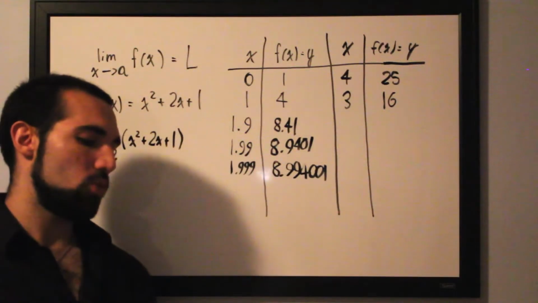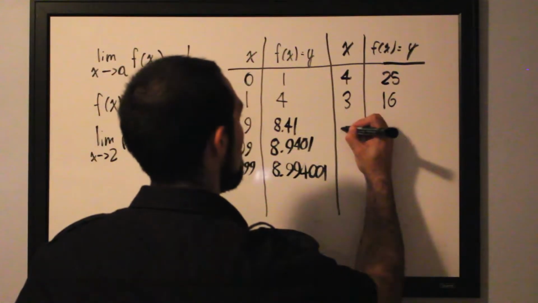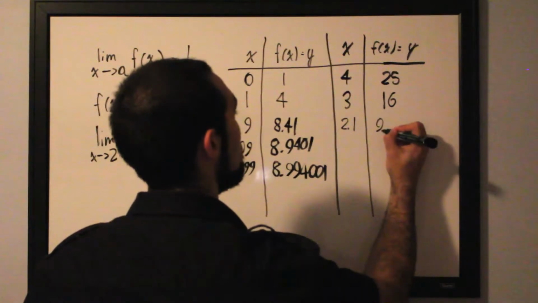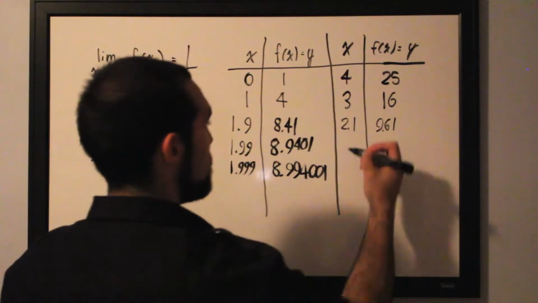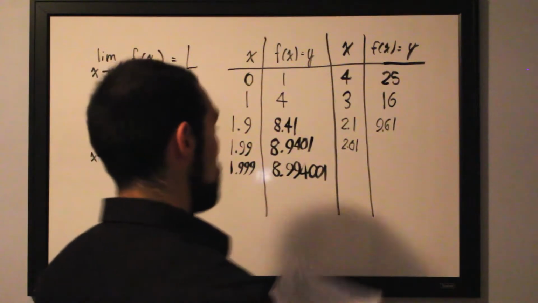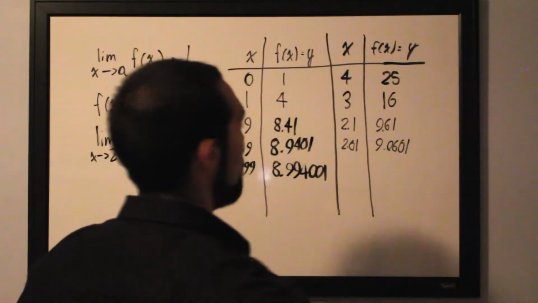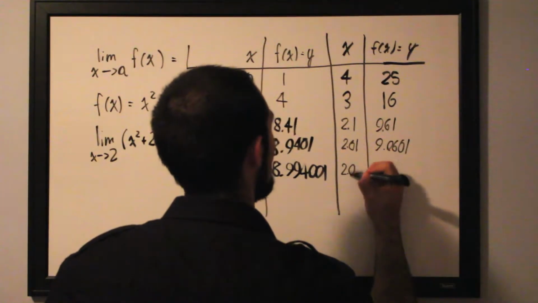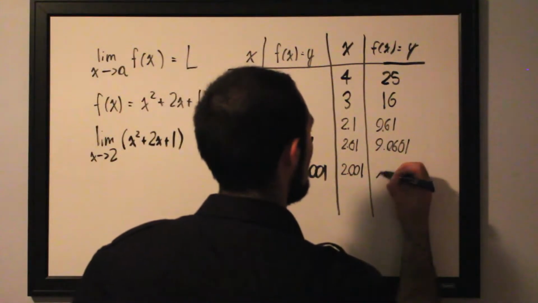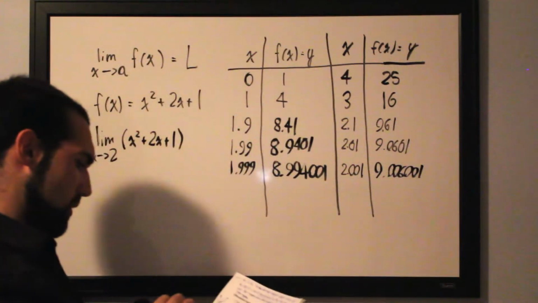Now imagine we're getting closer and closer to 2. We're going to plug in 2.1. Our input is 2.1 and our output is going to be 9.61. Get even closer to 2, 2.01. Our output is going to be 9.0601. And finally, we're going to plug in 2.001. And our output is going to be 9.00601.